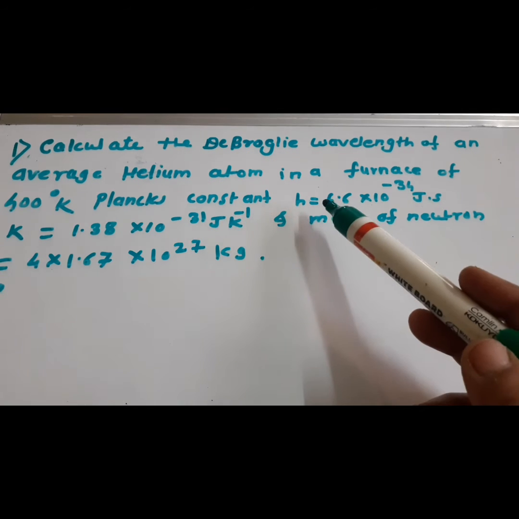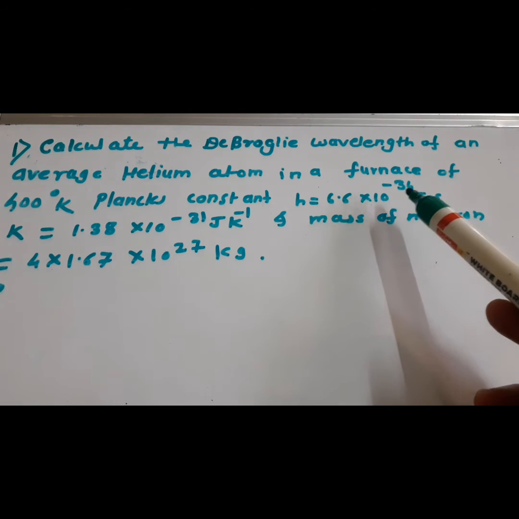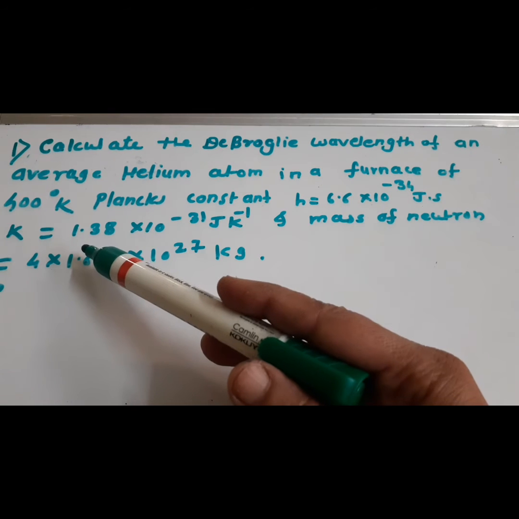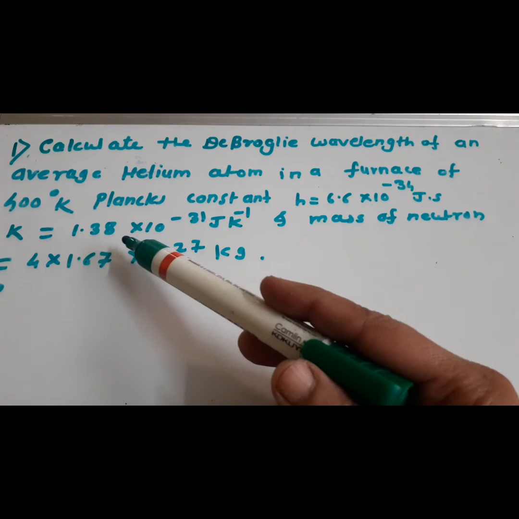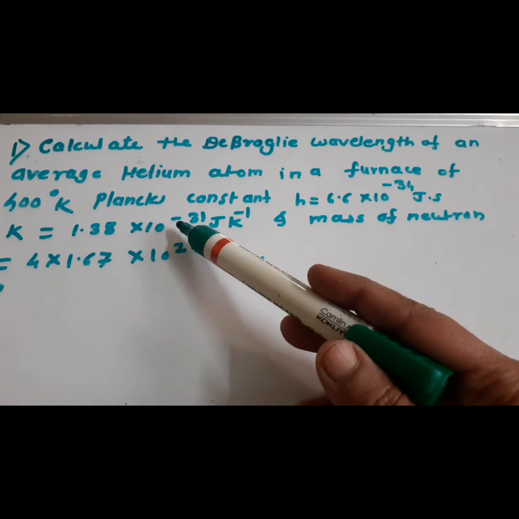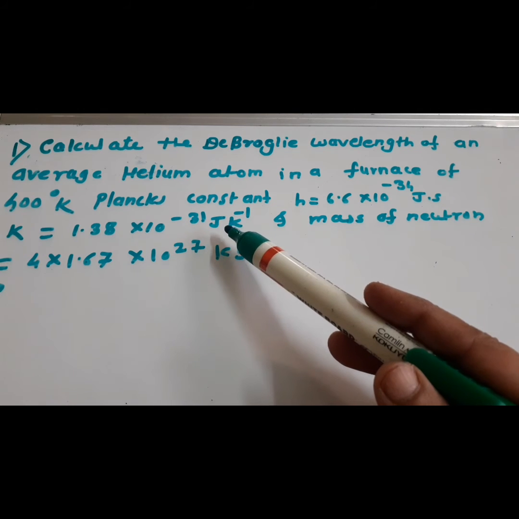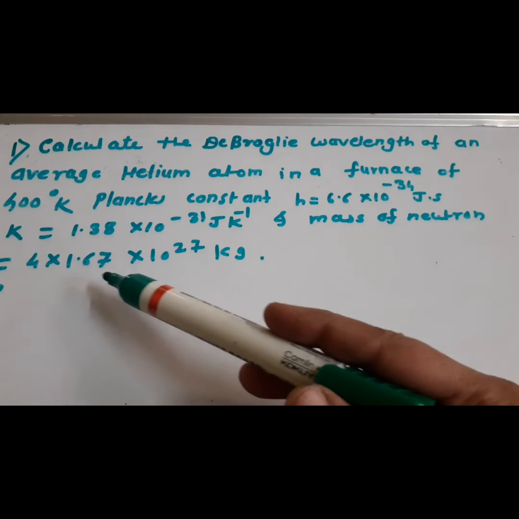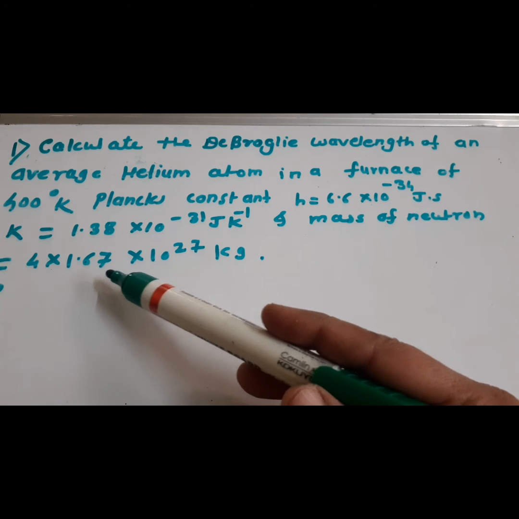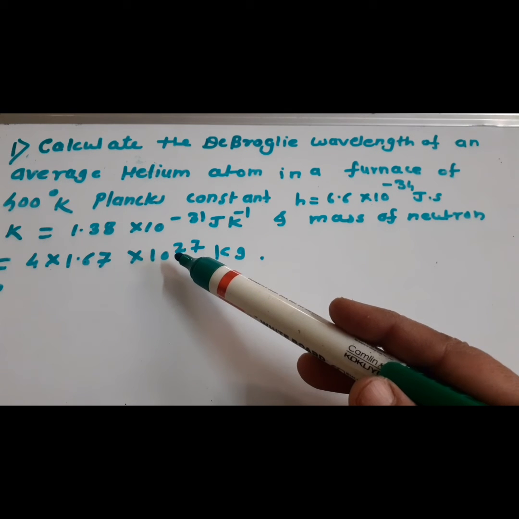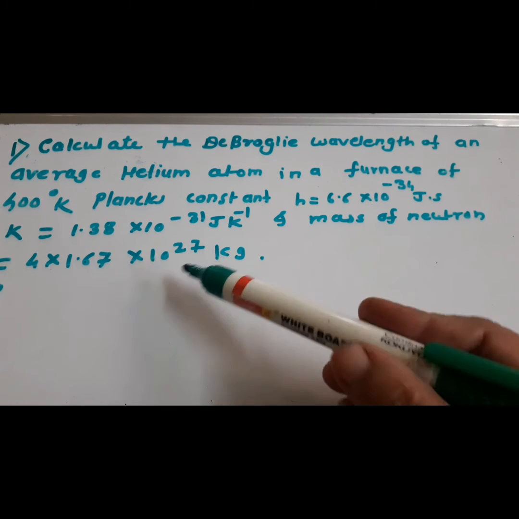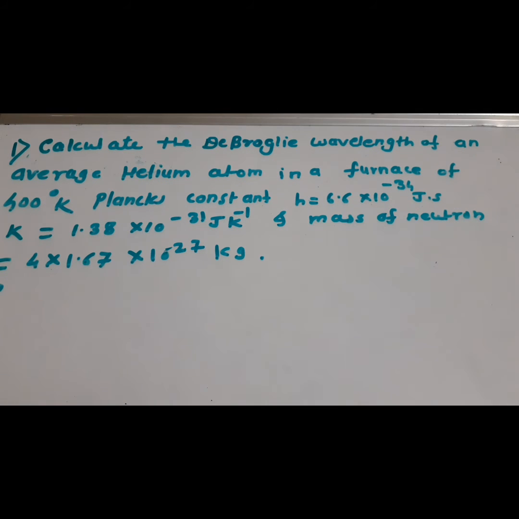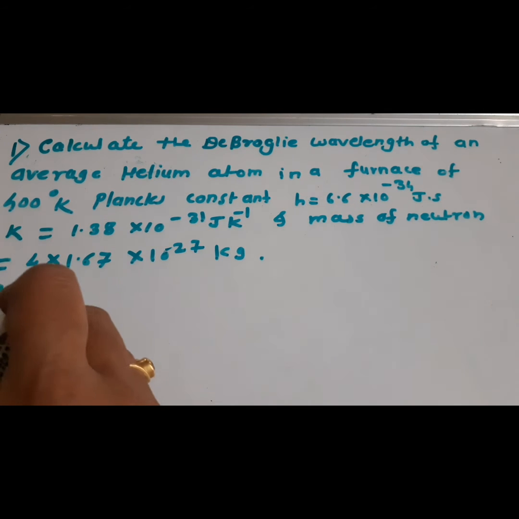Planck's constant h is equal to 6.6 into 10 to the power minus 34 joule second. k is equal to 1.38 into 10 to the power minus 23 joule per Kelvin, and mass of the helium atom is equal to 4 into 1.67 into 10 to the power minus 27 kg, isn't it? Here we calculate the wavelength lambda.